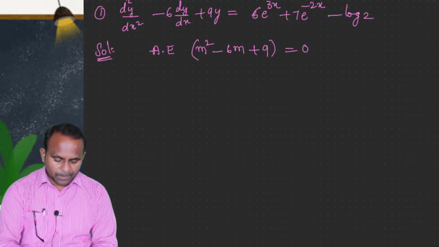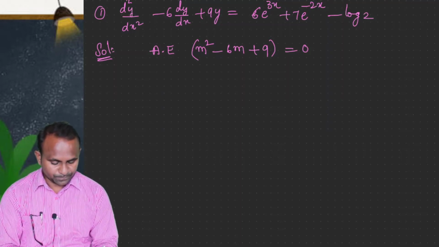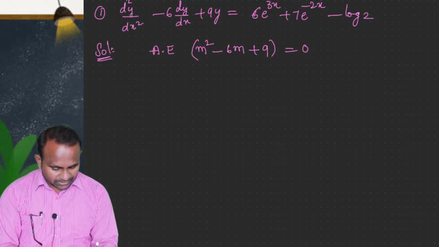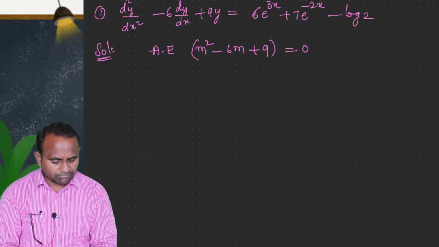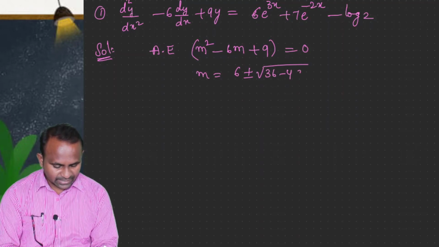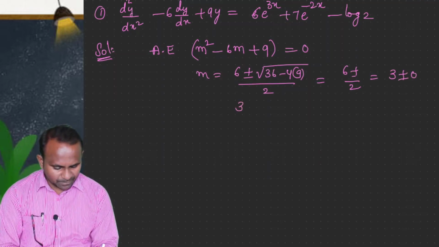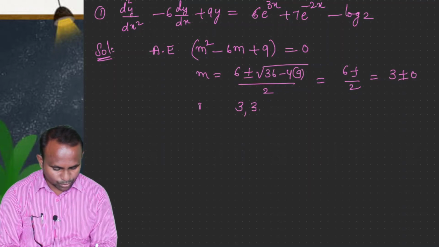So to get the complementary function, we are interested in finding the roots of the auxiliary equation. That is why I am going through it. It is written something like this: m square minus 6m plus 9 is equal to 0, whereas m is equal to minus b plus or minus root of b square minus 4ac over 2a, which you can use. That is 6 plus or minus root of 36 minus 36, which is 0, over 2, which is 3 plus or minus 0. I mean to say 3 plus 0 and 3 minus 0. m is giving two roots which are repeated.